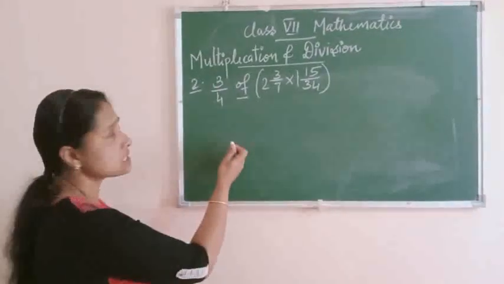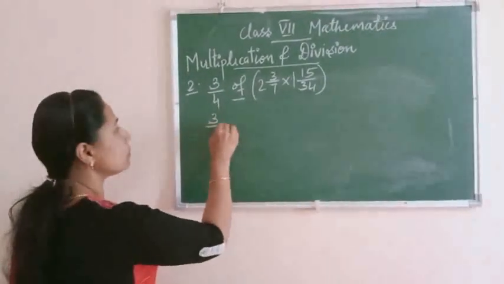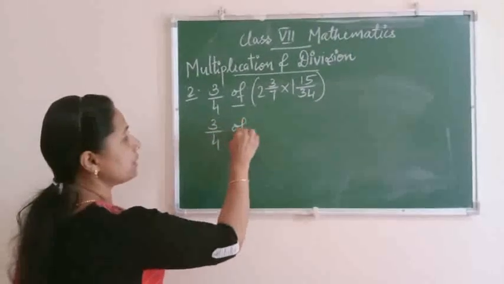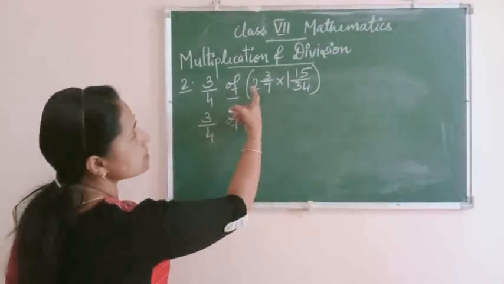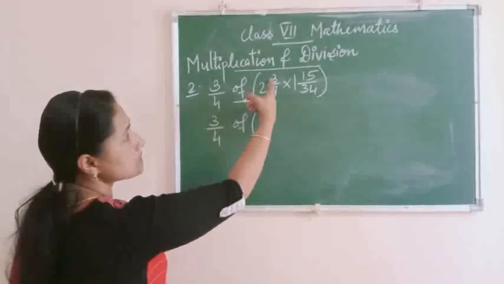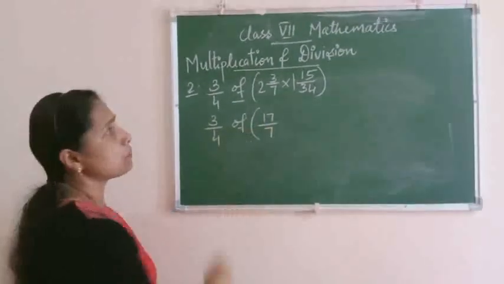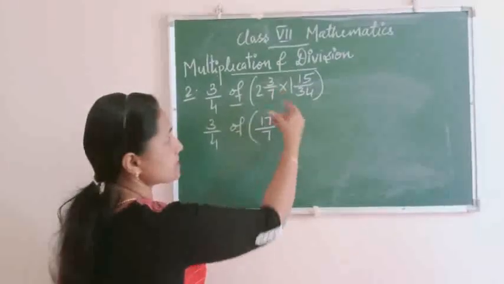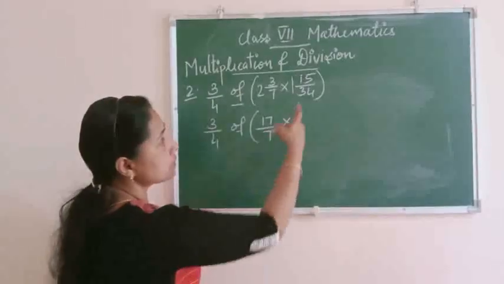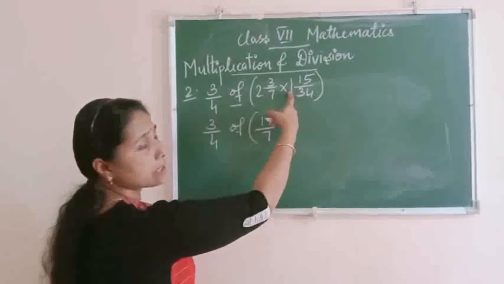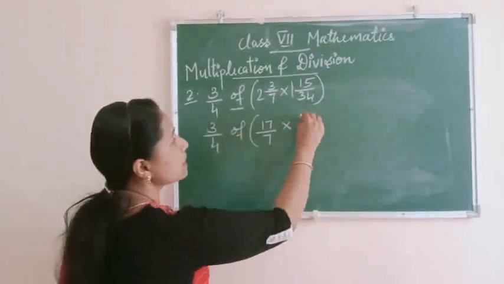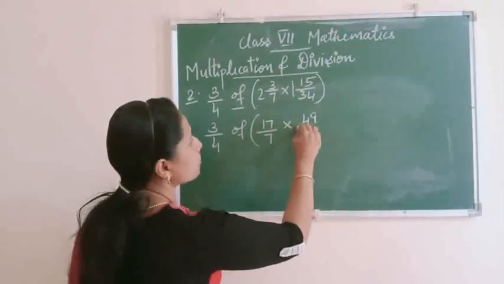The first fraction as it is, we are writing down 3 upon 4 of, we write the bracket, and here 7 into 2, 14, plus 3, 17. The first improper fraction is 17 upon 7. Multiplication sign, we are putting a multiplication sign here also. This one, 34 into 1, 34, plus 15. It will become 49 upon 34.